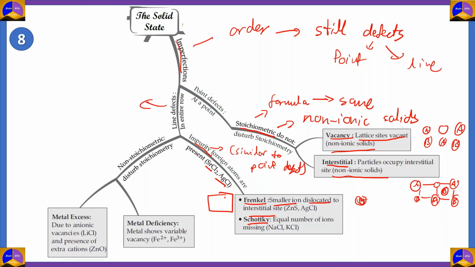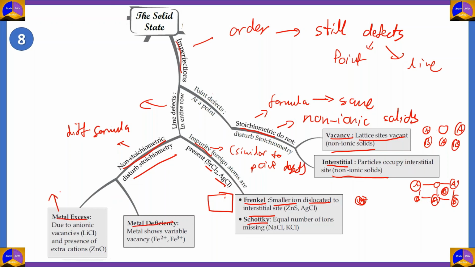The other kind of defect is line defect. So in a line defect, there is a deviation of ideal arrangement of atoms in an entire row or more than one row of lattices. So a row or many rows of lattices are affected with a defect. These are non-stoichiometric, which means they disturb the stoichiometry. So you get a different formula. So these defects include metal excess defect and metal deficiency defect.